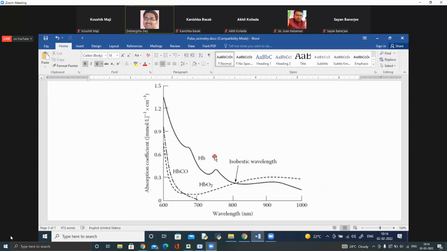Okay, let me put it a bit easier. If we are passing a light through our fingers, then some portion of the light will be absorbed by our body. Now within the body, who will absorb that? Majority of the absorption will be done by the muscles and other things, and also by the blood. In blood, the majority of the absorption will be done by hemoglobin and HbO2.